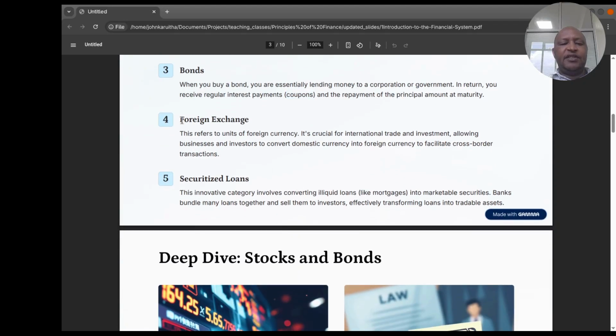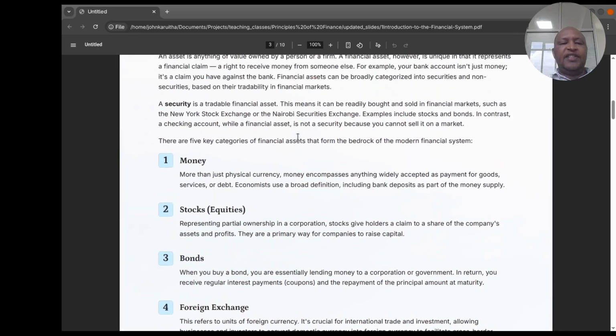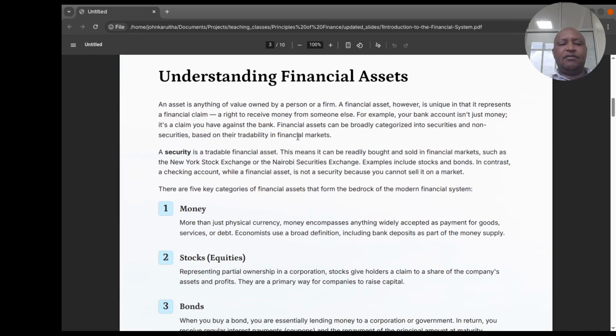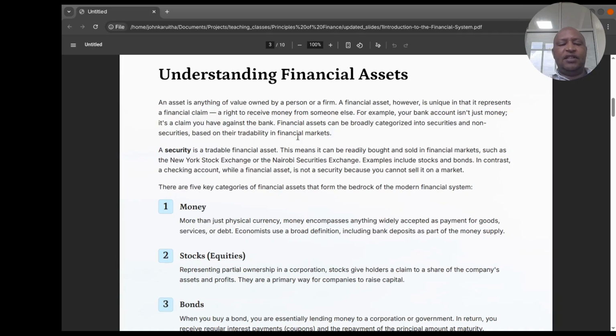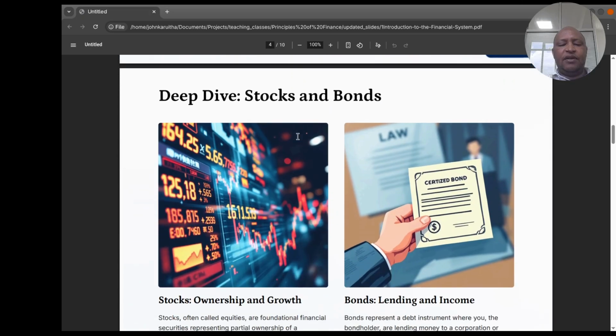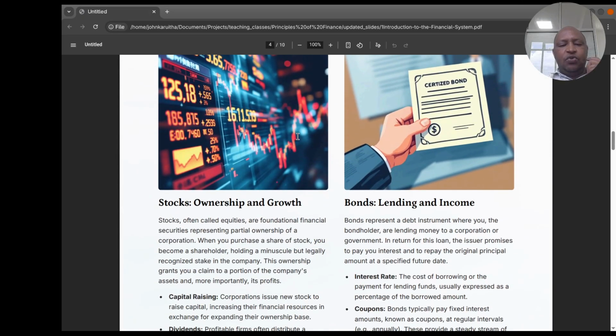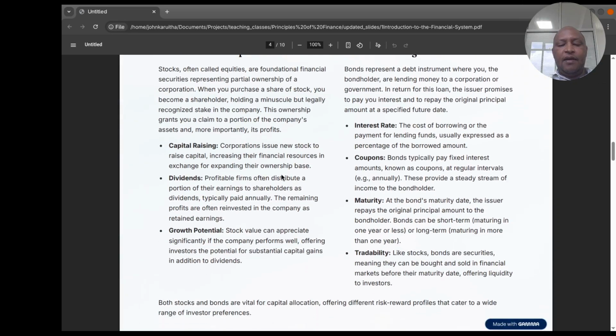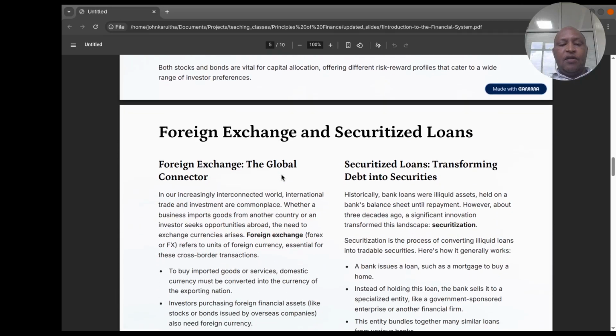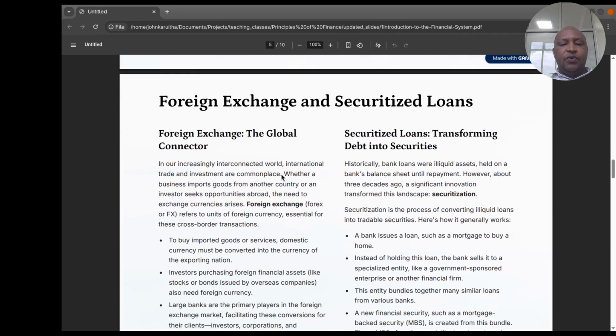We have foreign exchange. When you hold dollars, you can always convert the dollars to Kenya shillings. And lastly, we have what we call securitized loans. These are examples of financial assets. I think we have discussed them in more detail as we were talking about them there. So I want you to go into the details of these notes and look at what stocks are, what bonds are, also, we can look at foreign exchange and securitized loans.